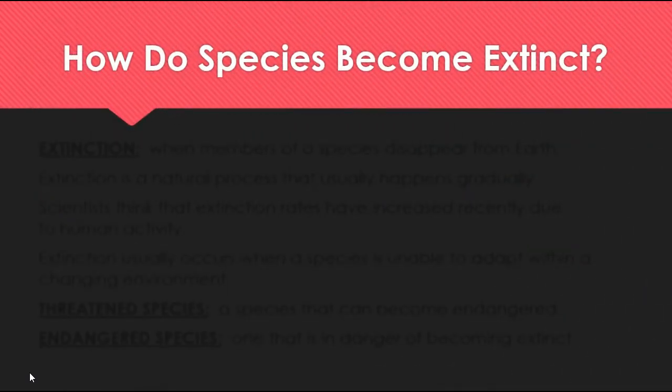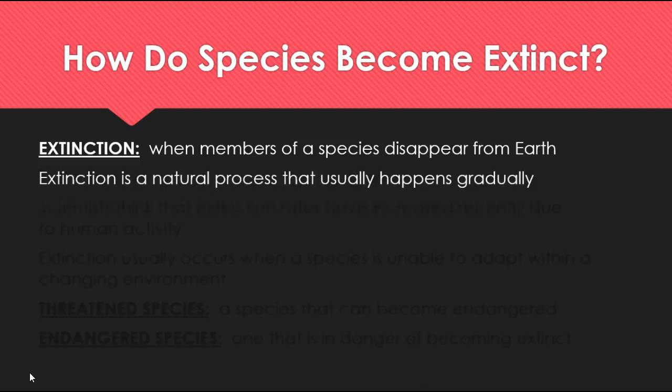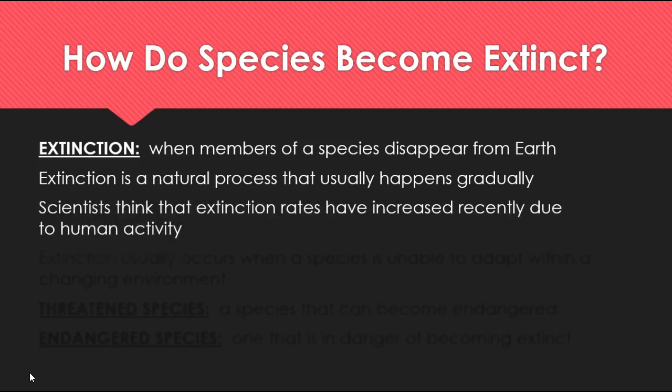Okay, so how do species become extinct? Well, extinction is when members of a species disappear from Earth. And it's important to understand that extinction is a natural process that usually happens gradually. However, scientists think that extinction rates have increased recently due to human activity.